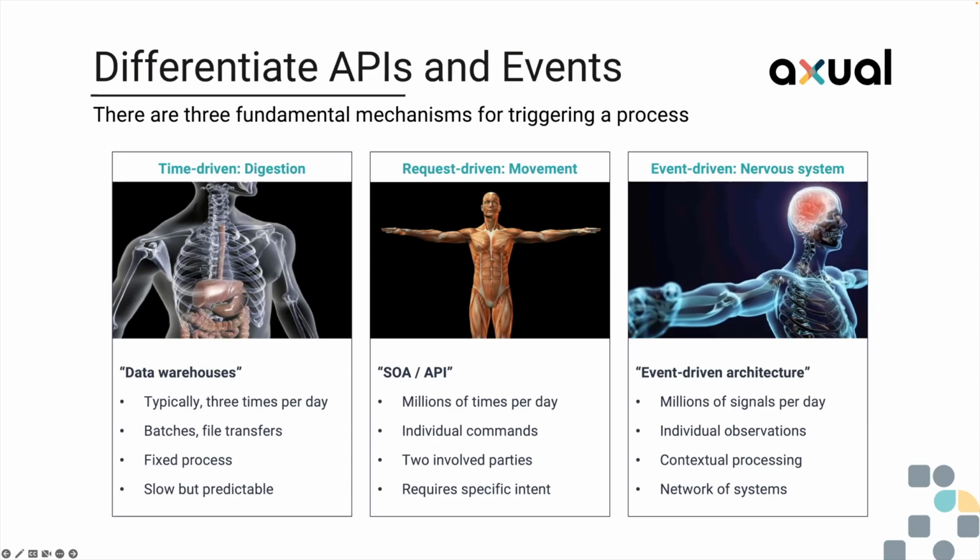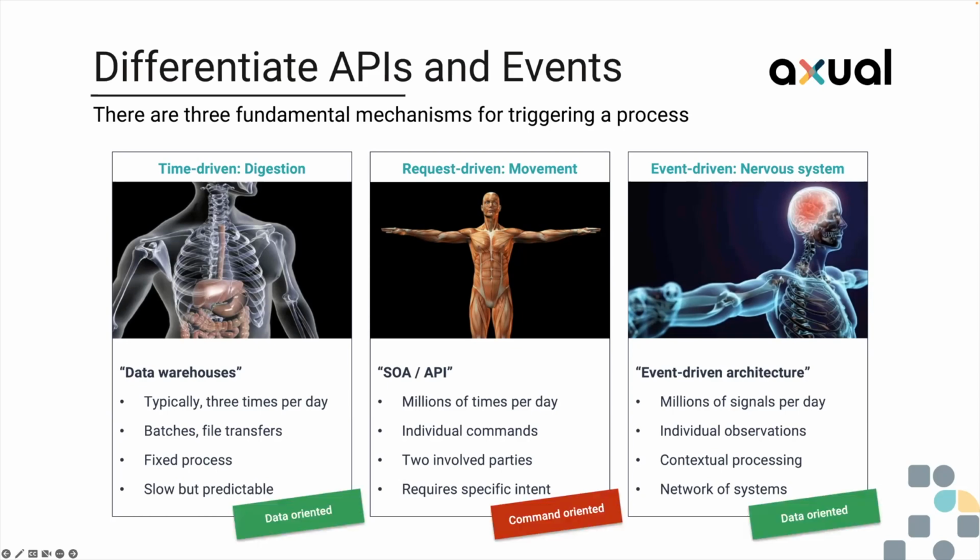So what sets these three systems apart? Well, basically the first one and the third one are data oriented, whereas the second one is really command oriented. In data warehouses and with event-driven architecture, you really talk about the data, data contracts, what does the data look like, what does it mean, etc. Whereas with APIs, you talk more about what does the command intend to accomplish.